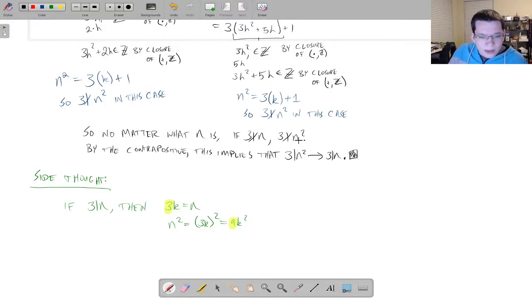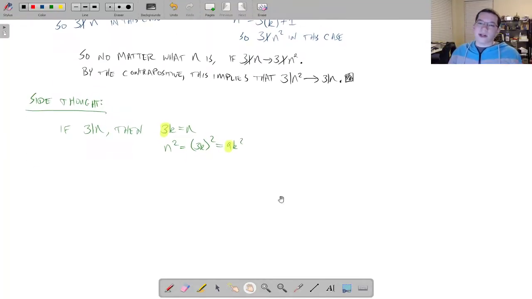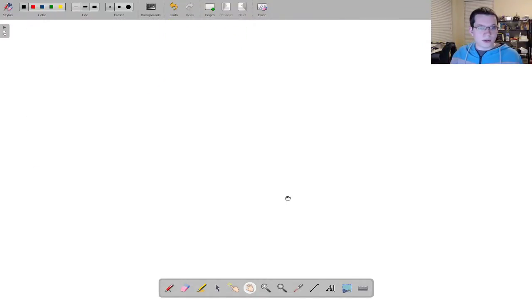I don't know why that's a question mark. If 3 does not divide n, that's not a question mark. Let's write neatly, shall we? Be consistent with notation. Well, that's kind of fun. So let's do another one. Let's see.